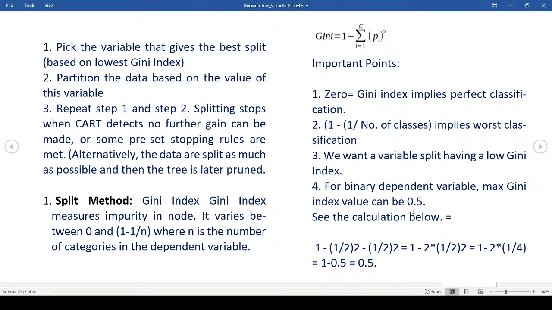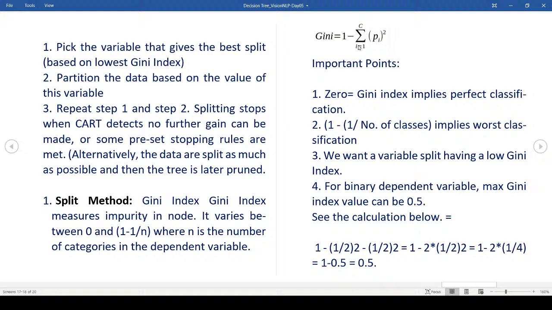So if we have a look at the split method, the Gini index measures impurity in a node. It varies between 0 and 1 minus 1 by n, that is, a probability of 1 minus 1 by n, where n is the number of categories in the dependent variable. So this is the general formula: 1 minus the sum over i equal to 1 to c of p_i square, where p is, like, the number of successes, summed over how many trees you have.